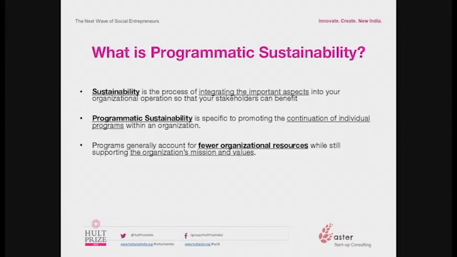And programmatic sustainability is specifically the continuation of an individual program. So you may have multiple programs going on. For your startup, you may have two or three different initiatives. Each one of them is a program, and each of them requires a sustainable system to keep it going. Usually, a program in isolation would have fewer organizational resources than the entire startup requires, and it would still support the organization's vision and values.